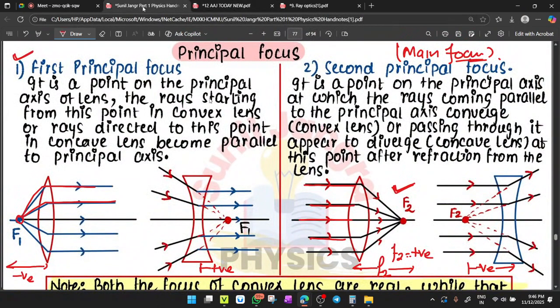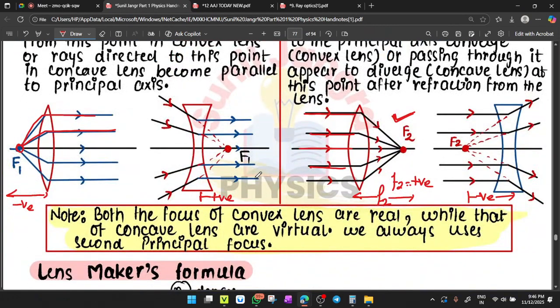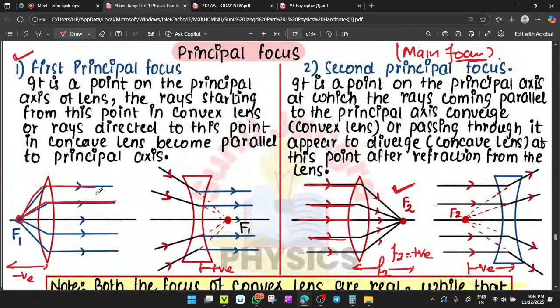This is a neat and clear diagram. So understand what is the basic difference. In the first principal focus, there is a point from which the ray is coming to the lens, and after the refraction it is getting parallel. And in the second case, when the rays are coming parallel to the principal axis, after that refraction they focus at a single point, that is called second principal focus. Clear?